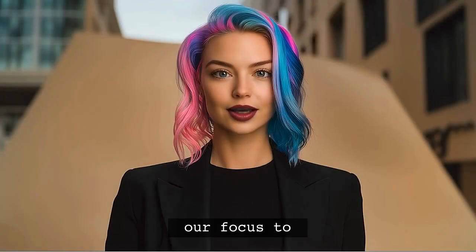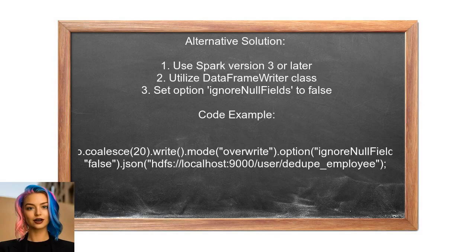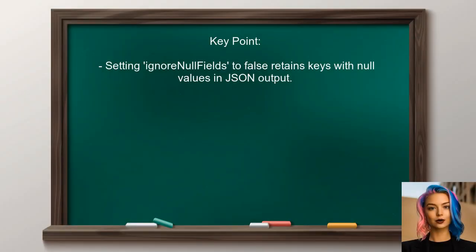Now let's shift our focus to a different response. An alternative solution from another user suggests using Spark version 3 or later. They recommend utilizing the DataFrameWriter class, which includes an option called ignoreNullFields. By setting ignoreNullFields to false, you can ensure that keys with null values are retained in your JSON output.